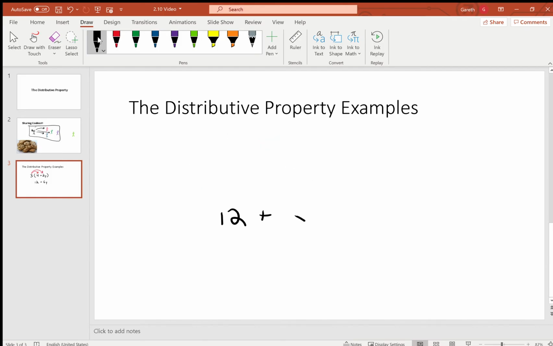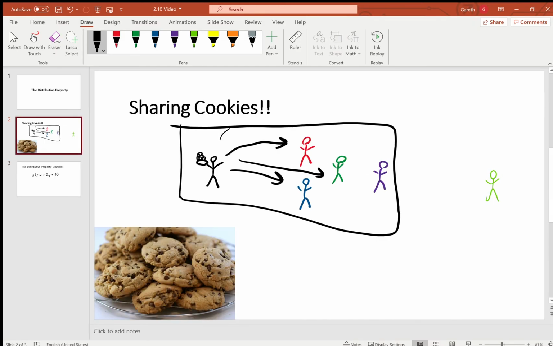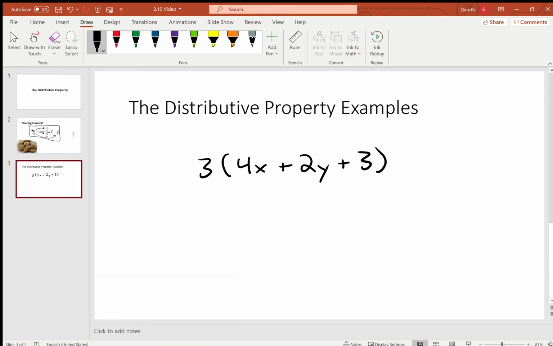For the next one, let's say you have 3 parentheses 4x plus 2y plus 3. Let's imagine you're like, oh no, oh my goodness, how do I do this? It's the exact same thing. Juanita had lots of friends she was giving cookies to. She wants to distribute to everyone. You're doing the exact same thing here.